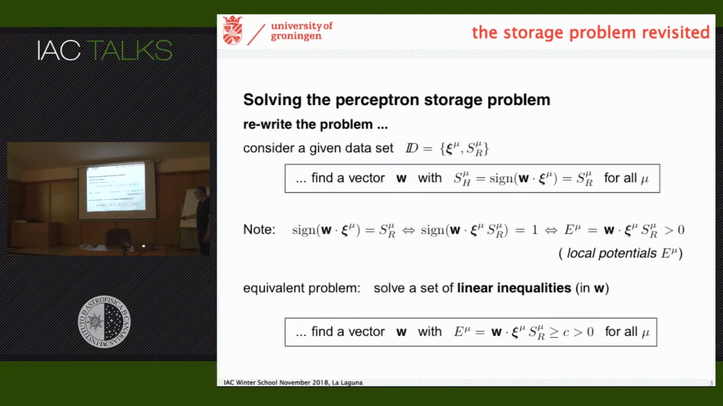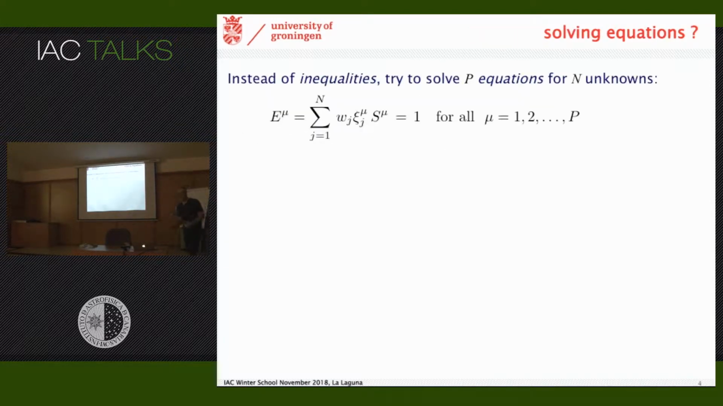So what we're looking for is a solution to a set of inequalities, which is a bit unusual. Otherwise, we think always in terms of solving equations. Here we are looking for solutions to a set of inequalities. Now, maybe we can think about the simpler problem again and say, instead of inequalities, why not try to solve P equations for N unknowns? That's something where we feel more familiar. So we say, let us try to find a vector W that satisfies all these E mu, which are these dot products times the output, equal to 1, that realizes the equations rather than inequalities.